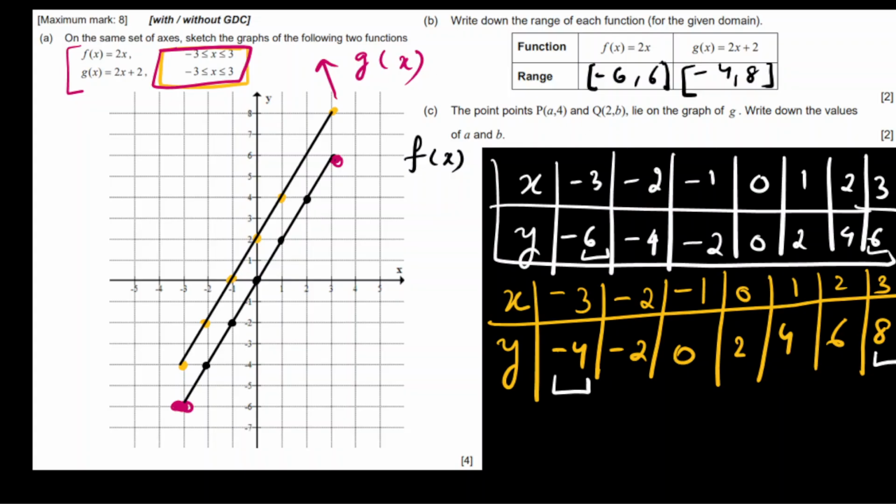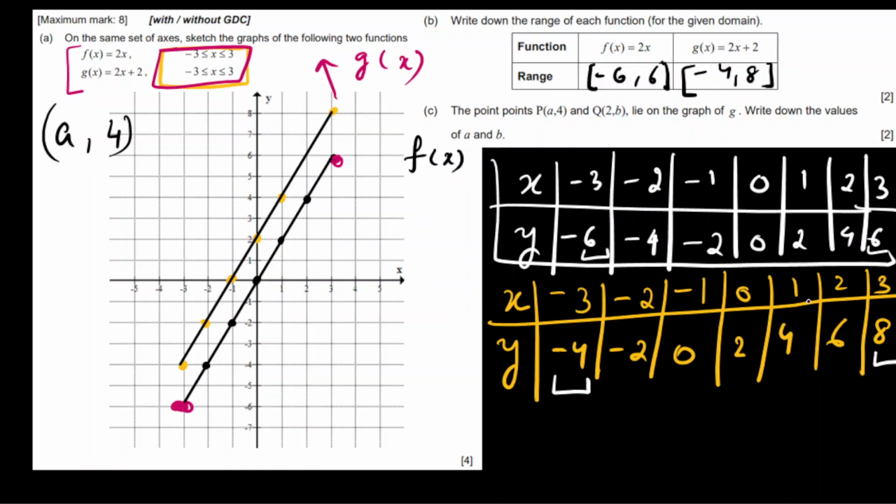Now the third part of the question. What is given to us is that the points P and Q lie on graph G. Graph G means this one, which I have already drawn. The point is A comma 4, and we have to find the value of A. So y's value is 4.